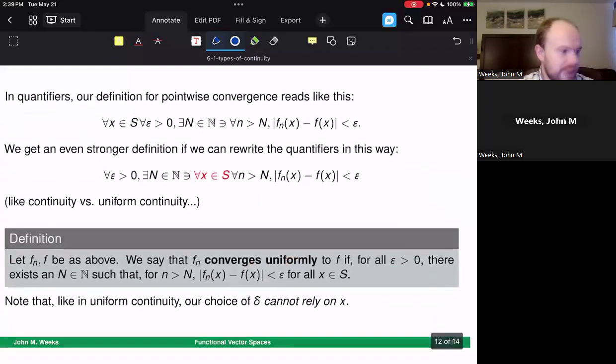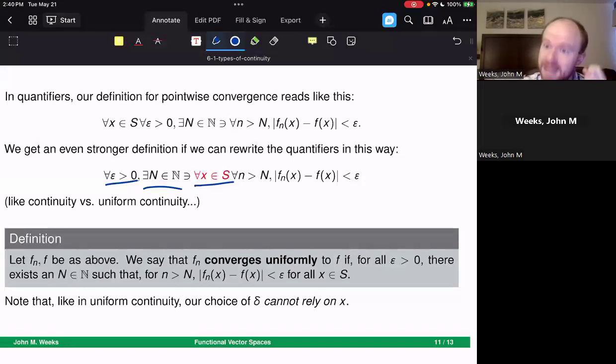In quantifiers, that's our definition for pointwise convergence, but there is an even stronger definition that utilizes the uniform part of it. Remember, for uniform continuity, we took the x values over here and moved them over so that when we got to choose our delta, we did not get access to the x value that we were making our choices of convergence for. So if we write the x value over here, then we are making a decision of what the cutoff point n is without knowing what the x value is beforehand.